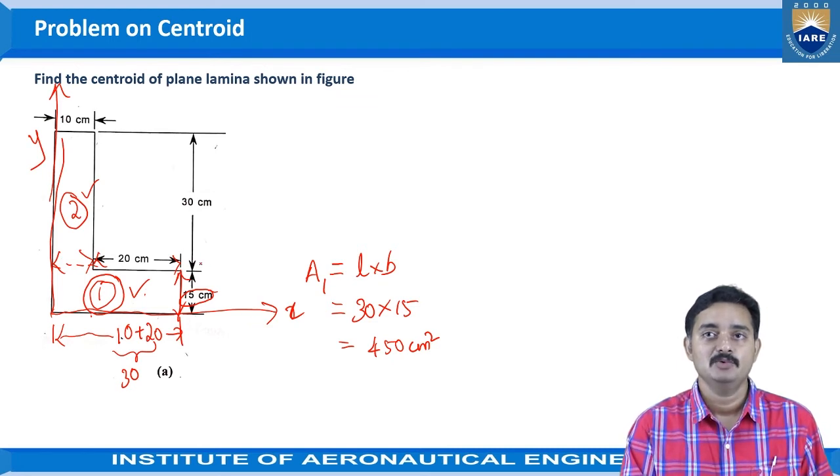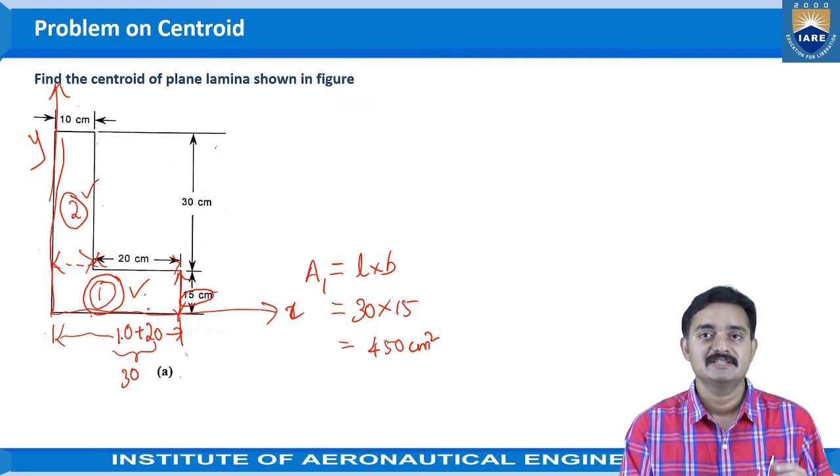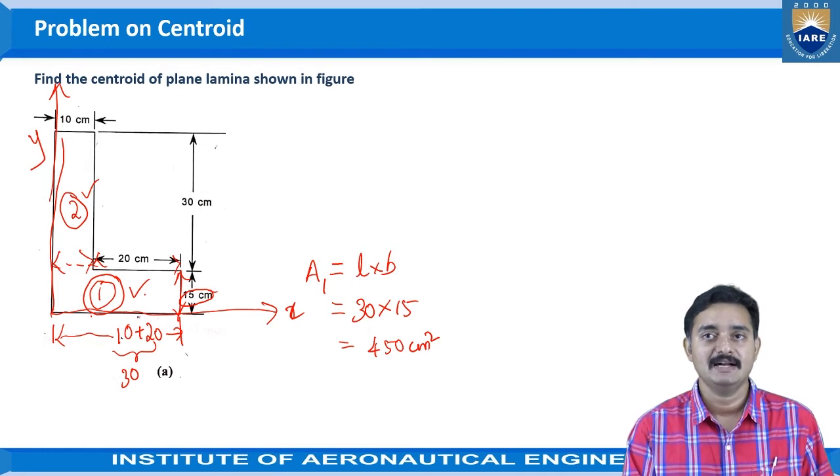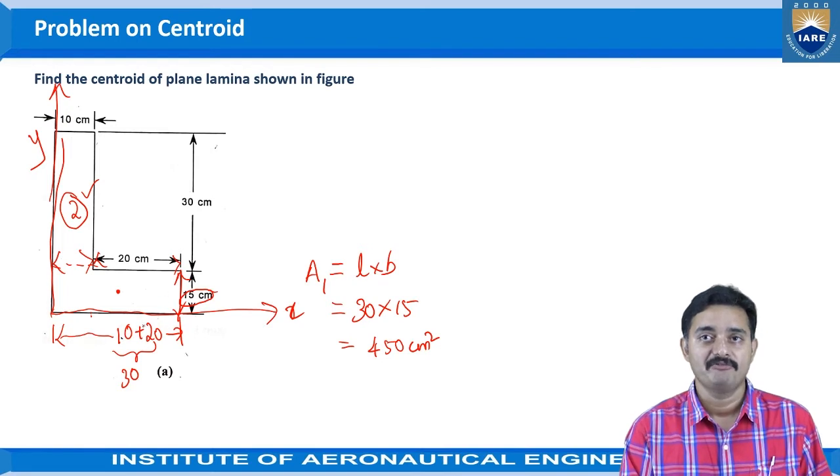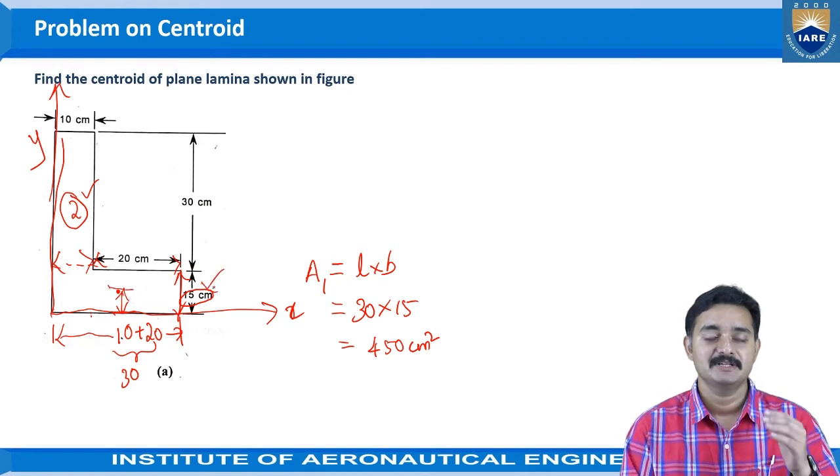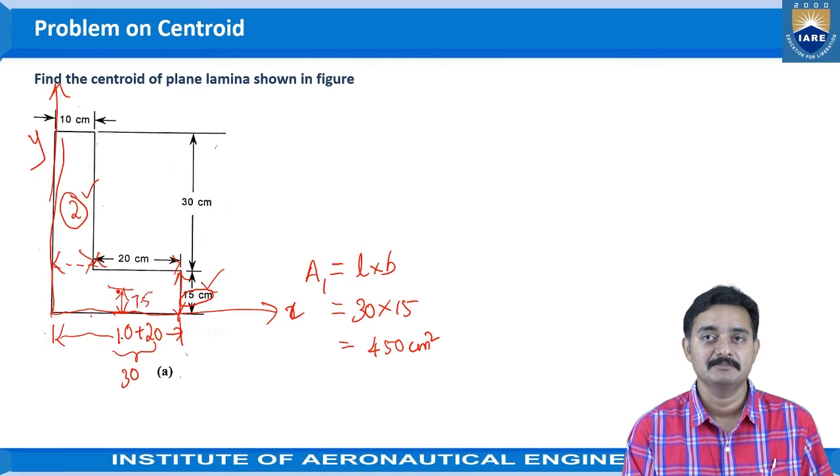Similarly, we can do the position of the centroid here. We know that the position of the centroid for this rectangle is at the diagonals' intersection. Let us say it is at the center here. From the x-axis, what distance would the centroid be? As it is given as 15 centimeters of total height, we can say that the centroid would be 7.5 centimeters from the x-axis. So this value would be the y-coordinate.